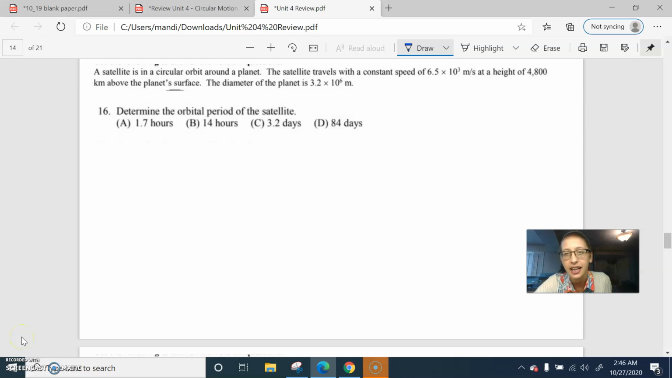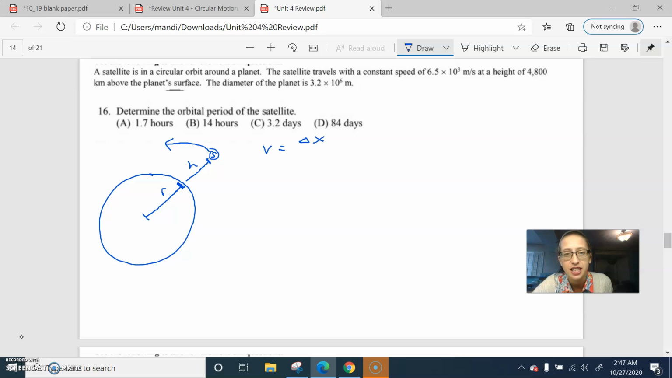Okay, this satellite is in a circular orbit around a planet. This planet has a radius, and the satellite is some height above the surface. And that's where a satellite is, doing its satellite thing. And we want to know what is the orbital period. So let's make a map of where we're going with this.